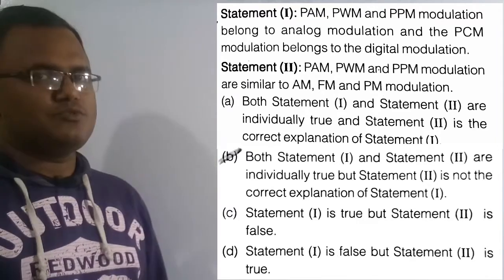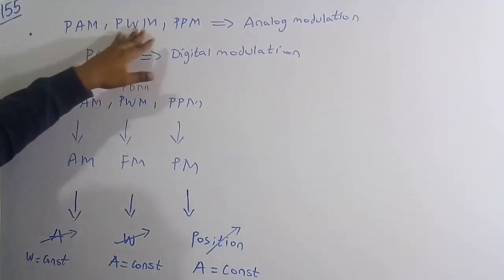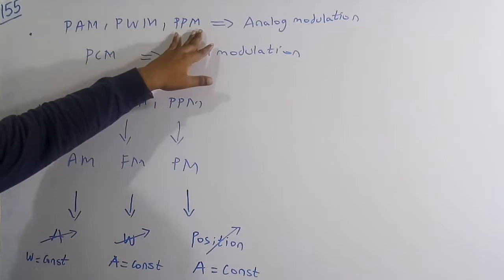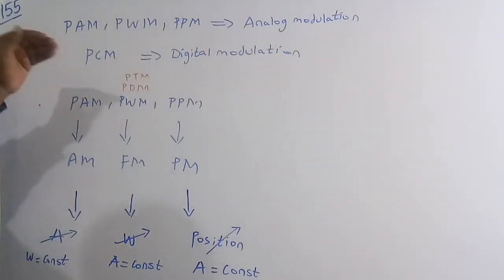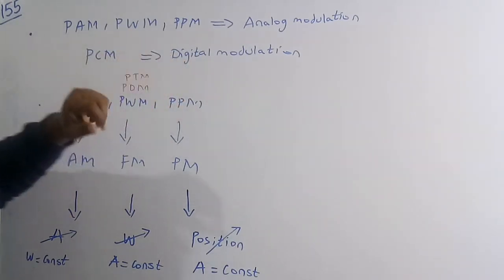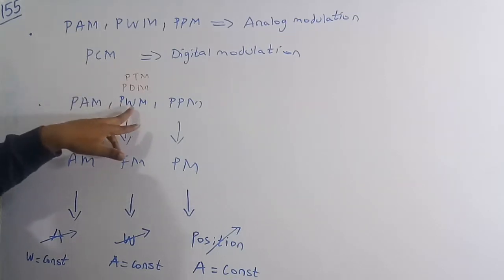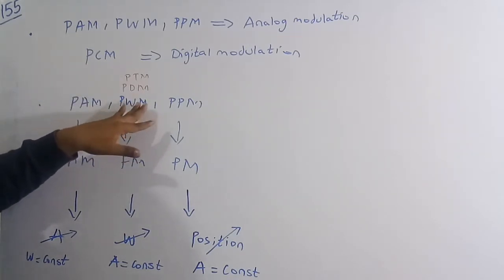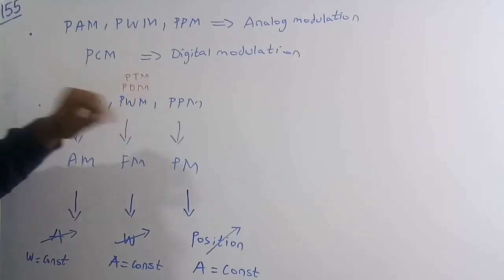So let's discuss this question. Basically PAM, pulse amplitude modulation, pulse width modulation and pulse position modulation, these three belong to the analog modulation schemes. And also PCM, pulse code modulation, belongs to digital modulation. So PAM is nothing but pulse amplitude modulation. PWM means pulse width modulation. Pulse width modulation is also called pulse duration modulation or pulse time modulation, and PPM is the pulse position modulation.